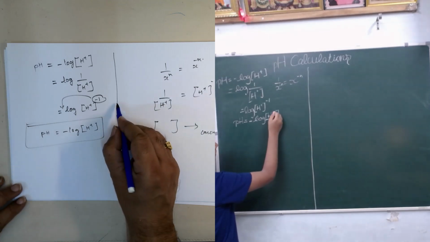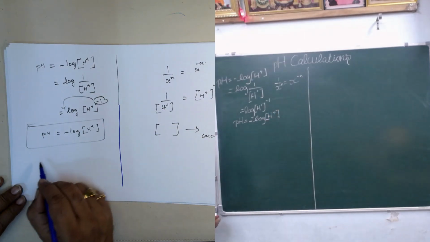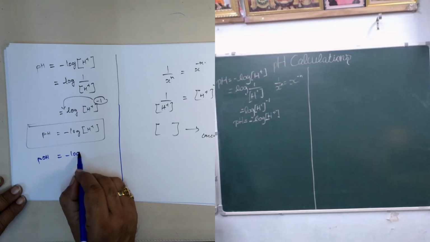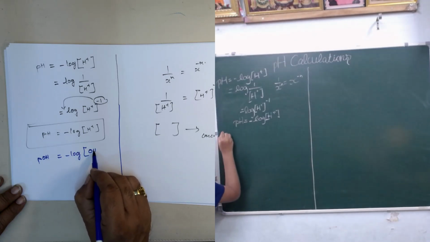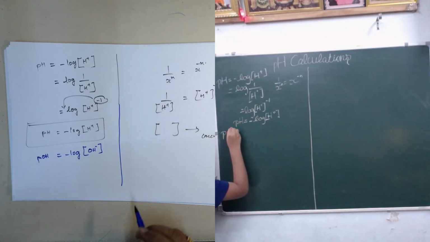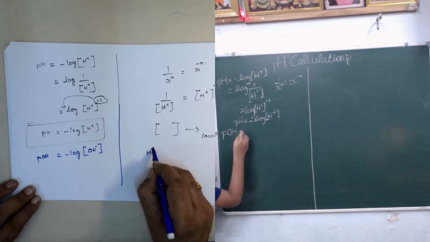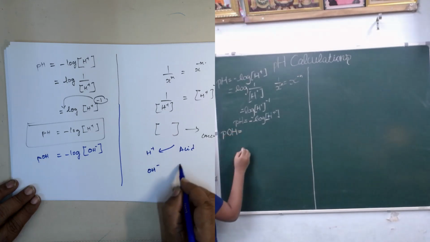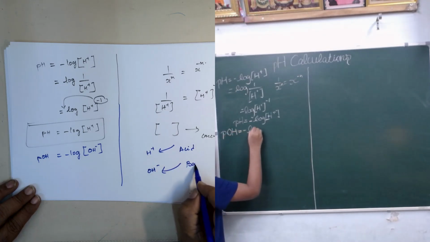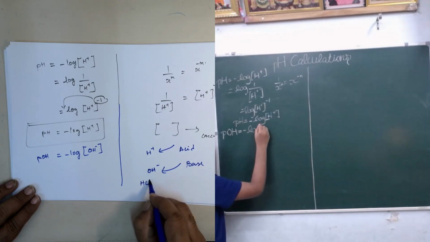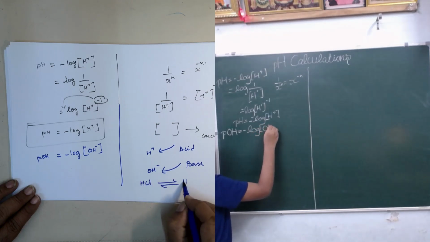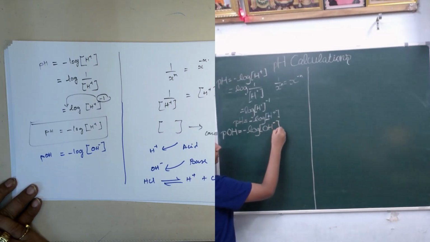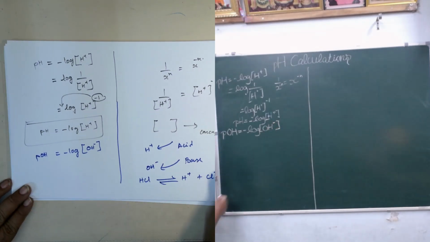Then similarly, we can do pOH also. What is pOH? This is nothing but negative logarithm of hydroxyl ion concentration. So when I put H plus concentration, that indicates acid. OH minus ion indicates base. For example, HCl, when it is ionized, becomes H plus and Cl minus.